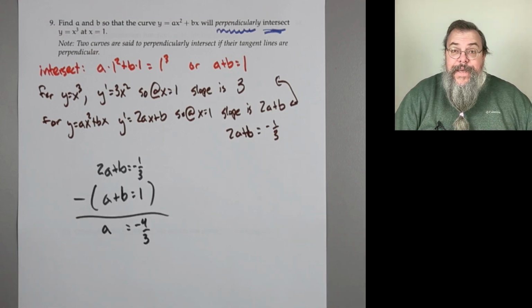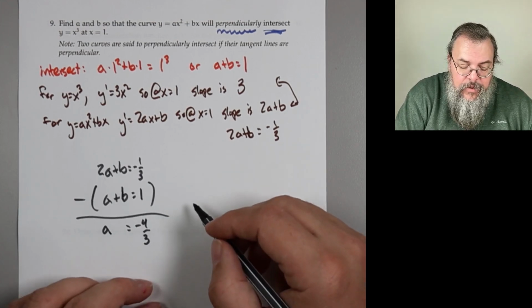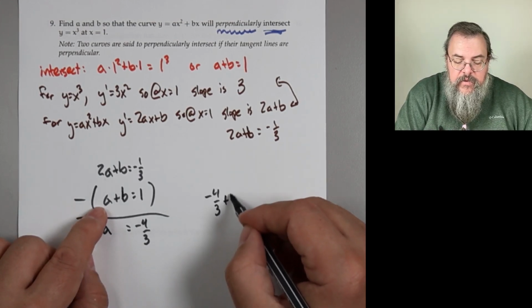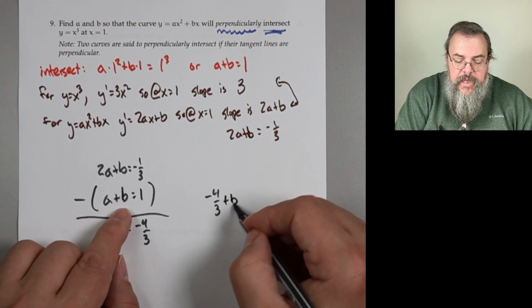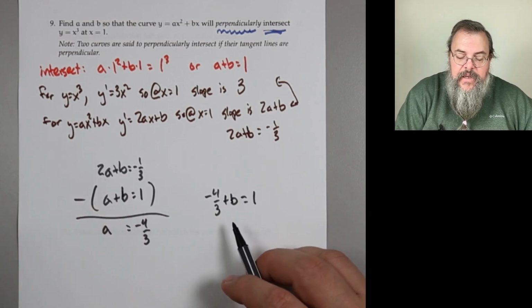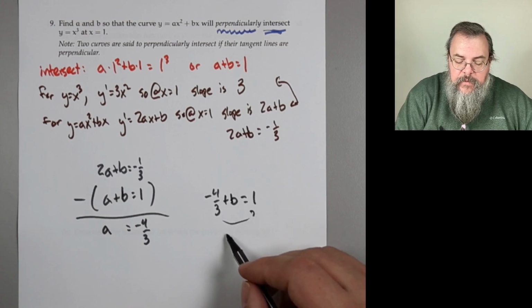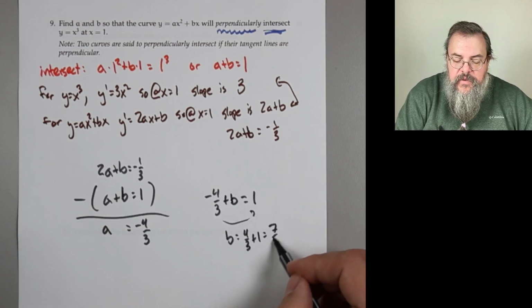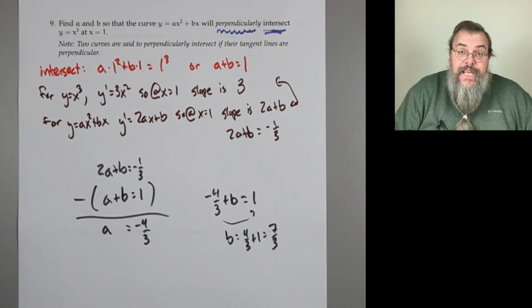So we now know a. Let's suppose we know a. We can plug it in: minus 4/3 plus 1, plus b, minus 4/3 plus b equals 1. Then we move that across. We get b is 4/3 plus 1, which is 7/3. So we now know b.